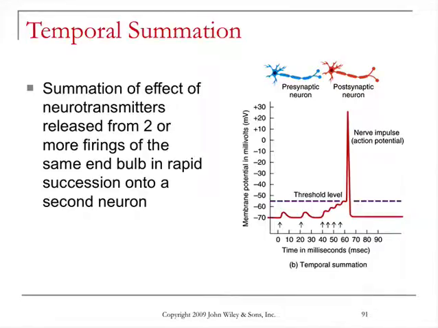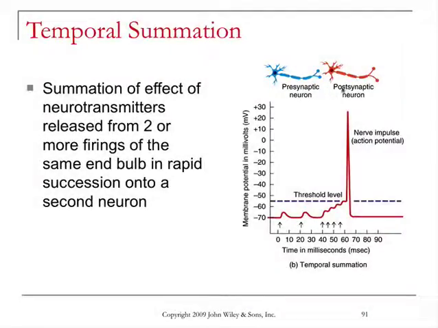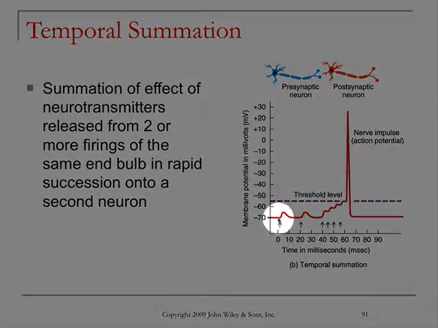Temporal summation is the summation of effect of neurotransmitters released from 2 or more firings of the same end bulb in rapid succession onto a second neuron. So in this case we have only one presynaptic neuron that is sending a message to the postsynaptic neuron. If this one presynaptic neuron sends one message, it will cause the membrane potential in the postsynaptic neuron to go up but not reach threshold. And here we've done it again.